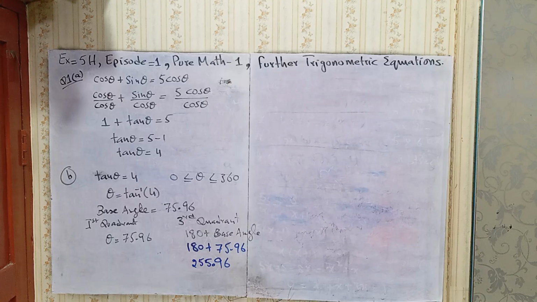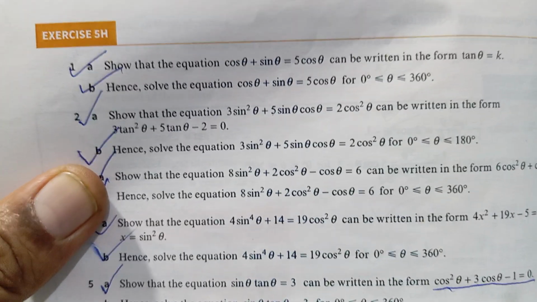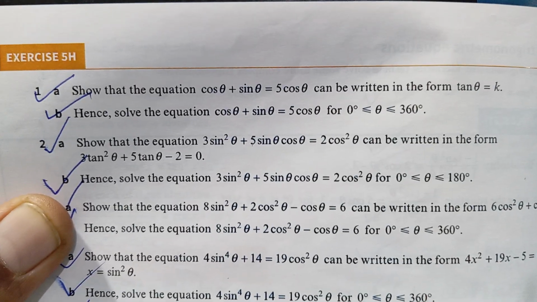The topic of this exercise is further trigonometric equations. Chapter number 5 is all about trigonometry. We are doing the solution of the course book of Pure Maths 1. This is the syllabus content of Paper 1 of the Cambridge International AS Level Mathematics 9709. So today we are working on exercise 5H, and question number 1 we are going to attempt.